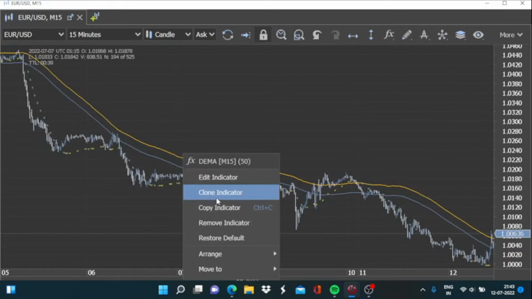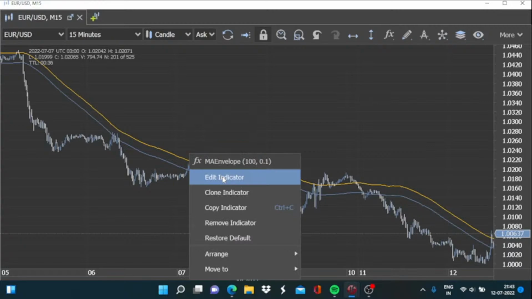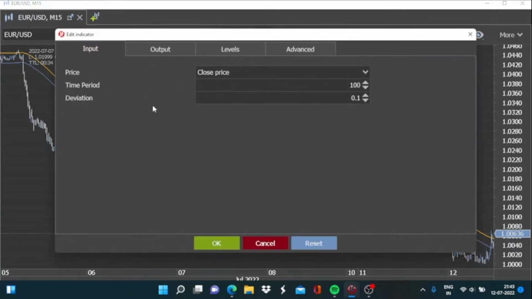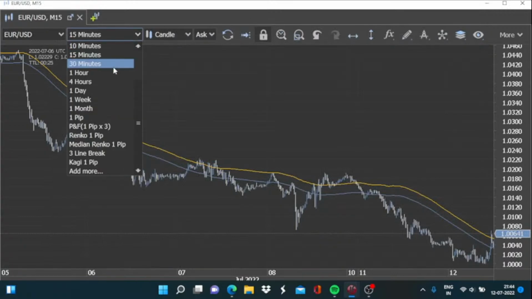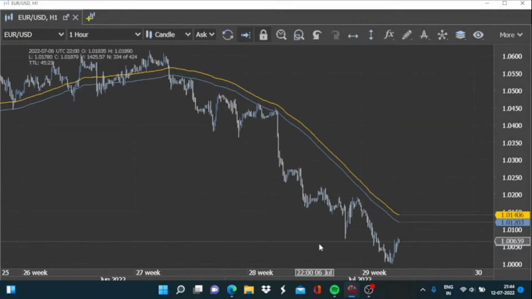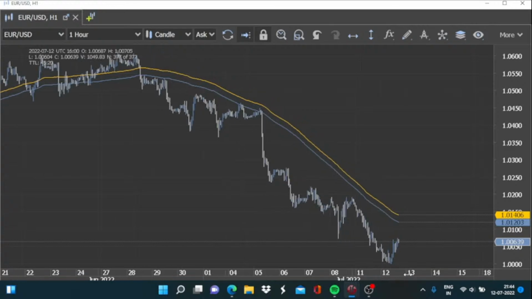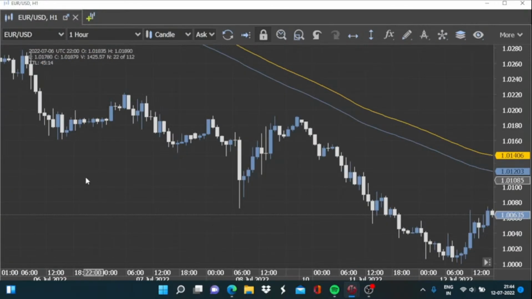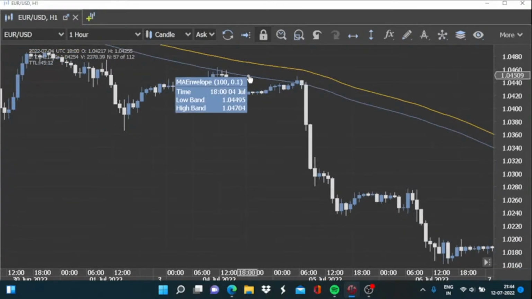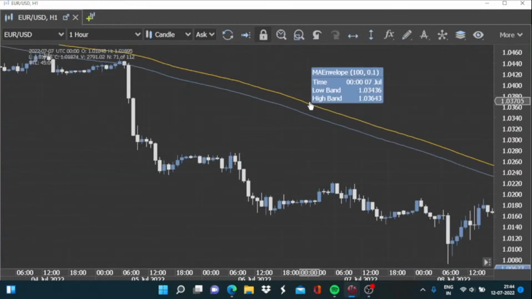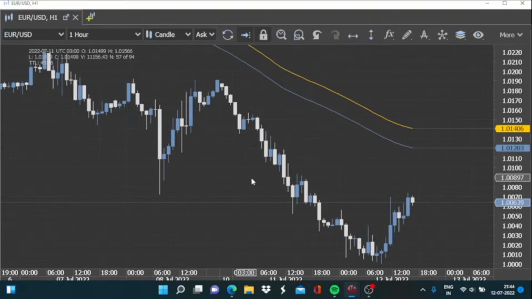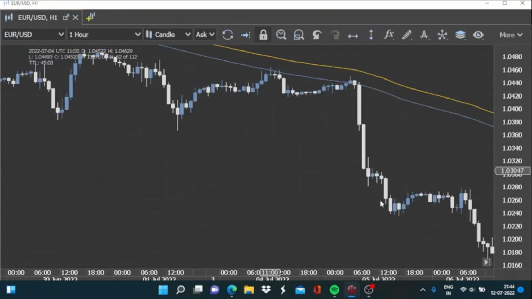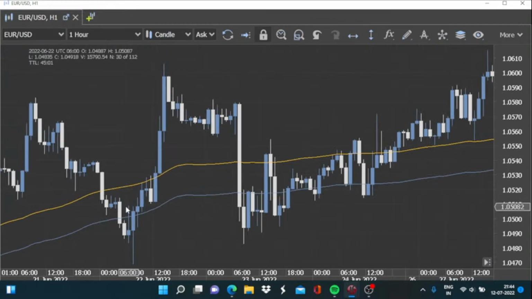Now I will remove this DEMA and we use the close price as the applied price. All right, and I will change the chart to hourly. So here we have this interesting formation now where the lag is quite evident as I have increased the candle period calculation, and we are now looking at this plotting of the MA envelopes on the 100 hourly candle period, and because of that there is a lot more lag, but also you can observe smoothing.